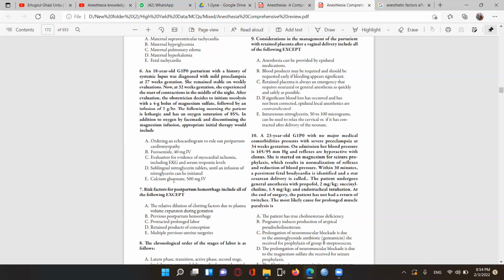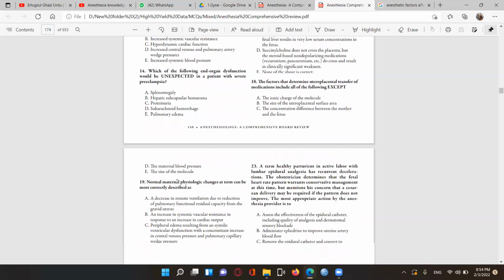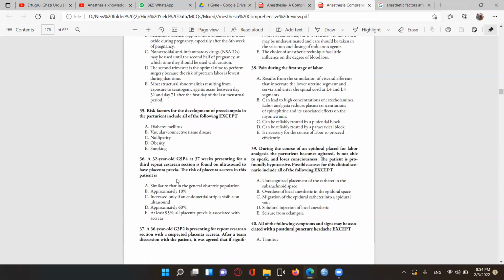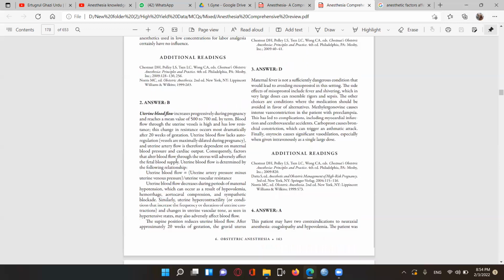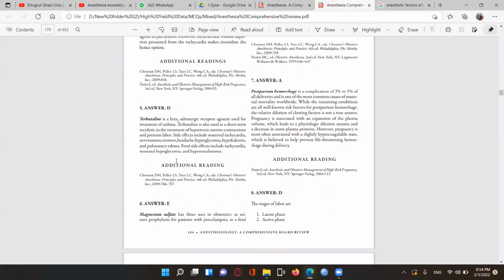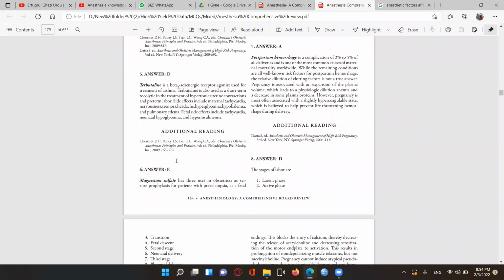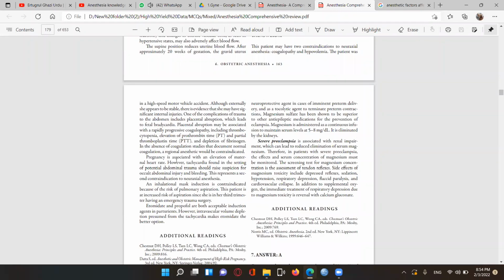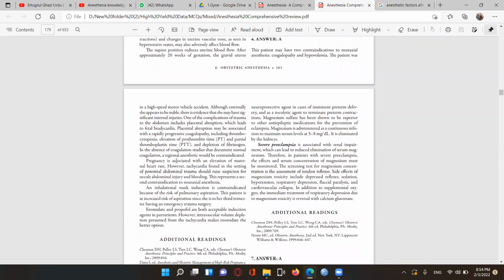Okay. So most probably the answer should be calcium gluconate. Let's see what is the answer. Okay. So it's calcium. How will you compare calcium chloride versus calcium gluconate?